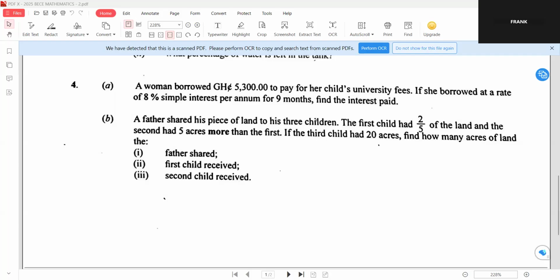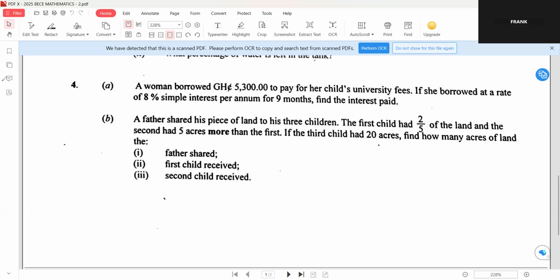A woman borrowed that amount for her child's university fees. Question 4. If she borrowed at a rate of 8% simple interest per annum for 9 months, find the interest.